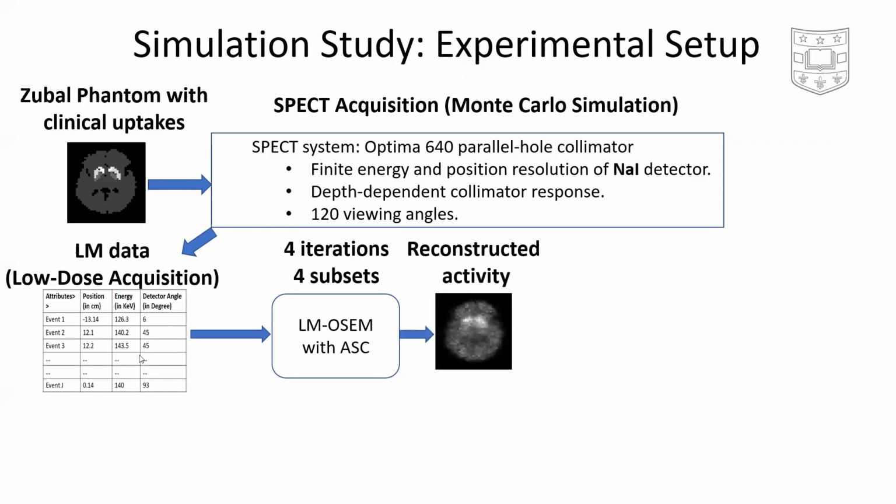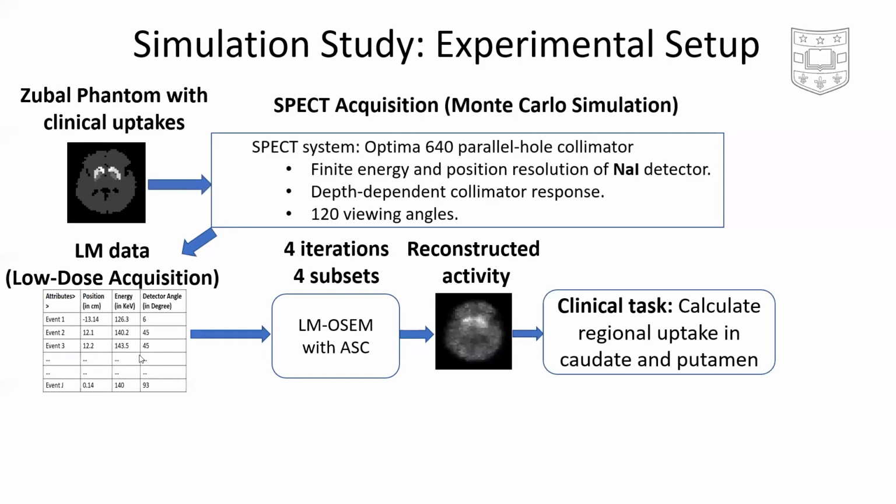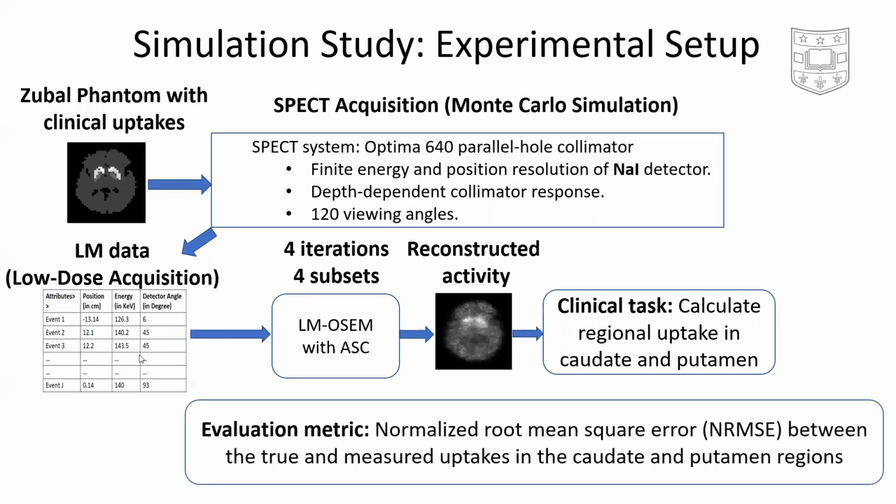We evaluated our results based on the quantitative uptake in the caudate and putamen regions. As we mentioned earlier, this is a clinically relevant task, as several studies are looking into whether these uptakes can help measure severity of Parkinson's disease. To measure the accuracy of quantification, we calculated the normalized root mean square error between true and estimated uptakes inside the caudate and putamen regions. We did not perform any partial volume compensation because we only wanted to see the effect of attenuation and scatter compensation.